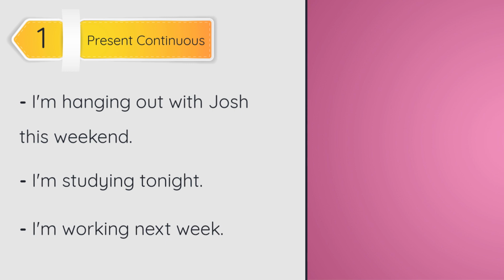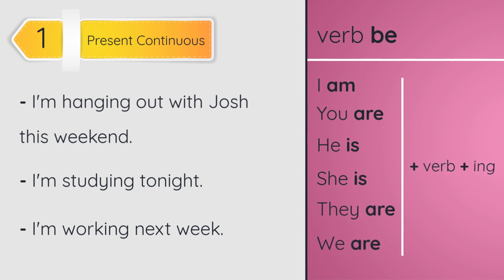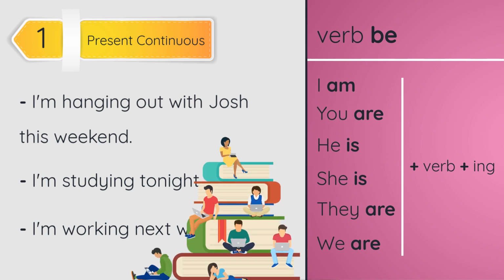So, the present continuous is when you have be verb. So I am, you are, he is, she is, they are, we are, plus the verb and ing. Okay, so we have am, the verb, ing. This is known as a present continuous. It's usually one of the first things you will learn when you're learning English.